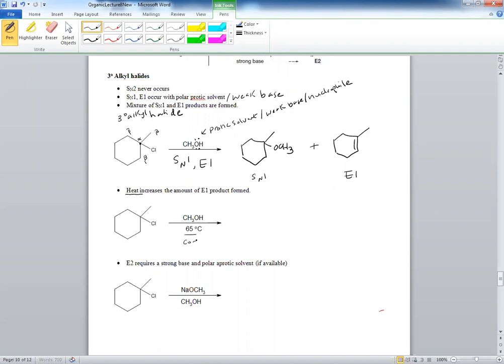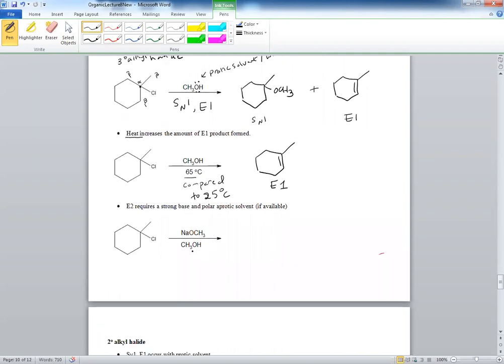So again, compared to 25, this is 40 degrees warmer. So in this case, this is only the E1 product. You only draw the E1 product.